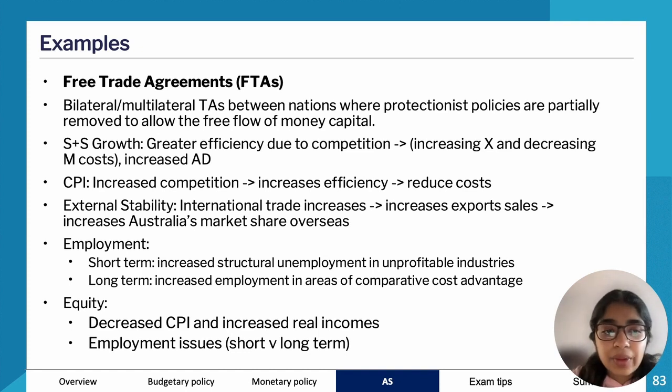Equity, so we have decreased inflation and increased real income. Because as we become more productive, the gap between inflation and our wage growth is smaller. Employment issues: in the short term, obviously more unemployment, but in the long term, there are fewer people who are unemployed. So people who are really skilled will stay employed.